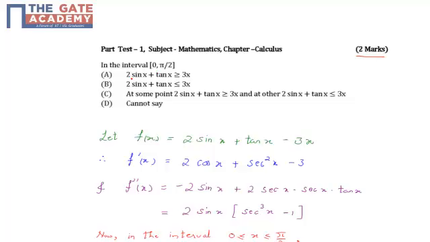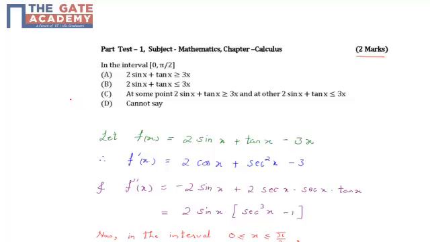Option A: 2 times sin x plus tan x is always greater than or equal to 3x. Option B: 2 times sin x plus tan x is always less than or equal to 3x. Option C: at some points 2 times sin x plus tan x will be greater than or equal to 3x, and at other points it would be less than or equal to 3x. And option D: we cannot say anything regarding this.